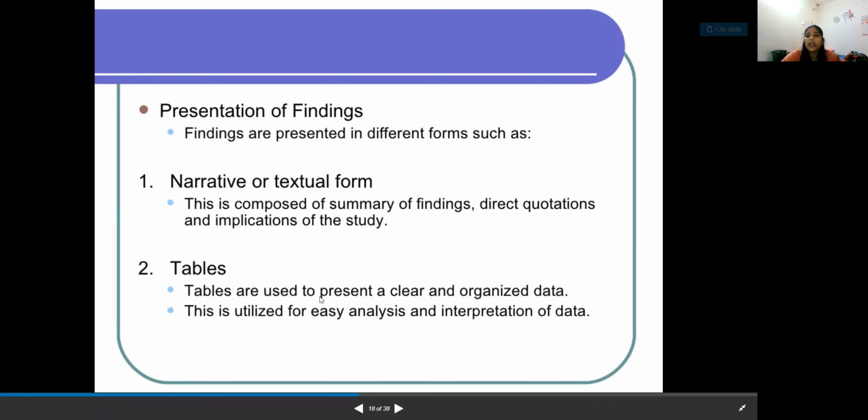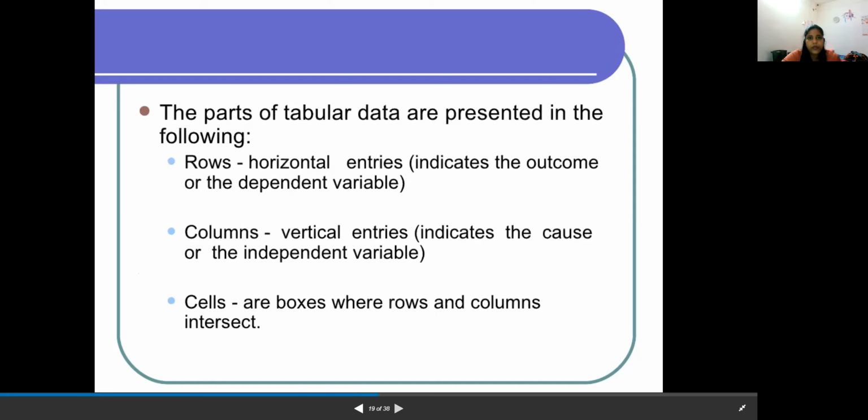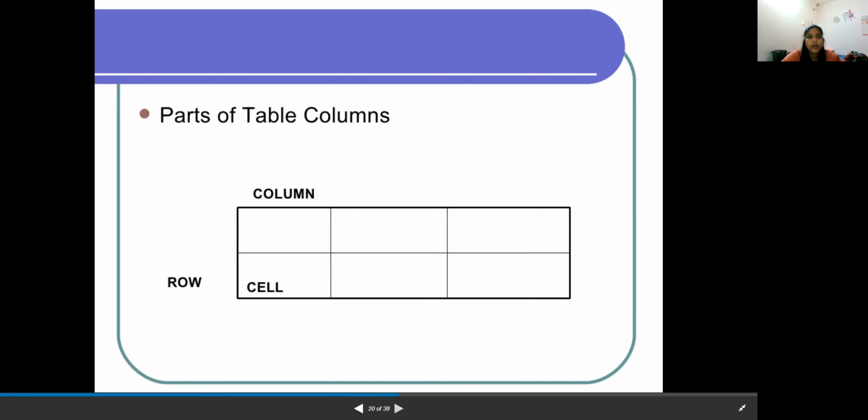Otherwise, you can interpret the results in tables. Tables are used to present clear and organized data. This is useful for easy analysis and interpretation of data. Next, the parts of a table: tabular data are presented with rows, horizontal entries, columns, vertical entries, and cells. You can see the parts of the table. These are columns and rows.